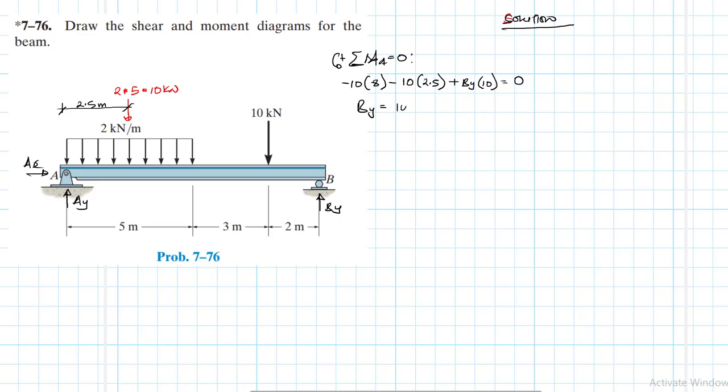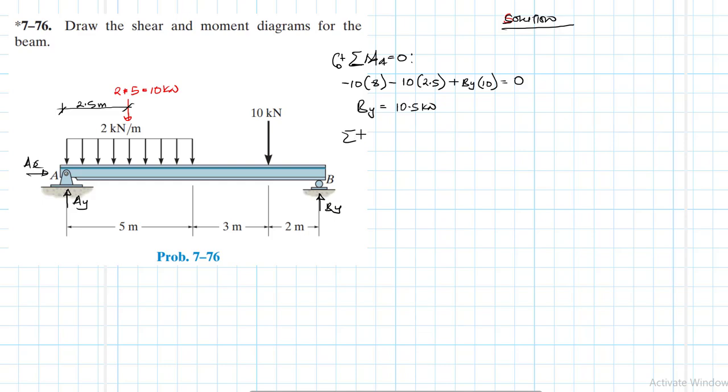So it gives us 10.5 kilonewtons. Minus 10 by 8, minus 10 by 2.5, okay, and then we have divided by 10, right?